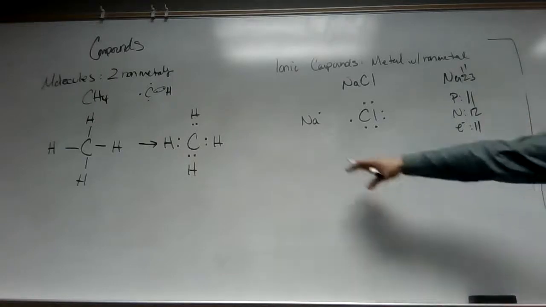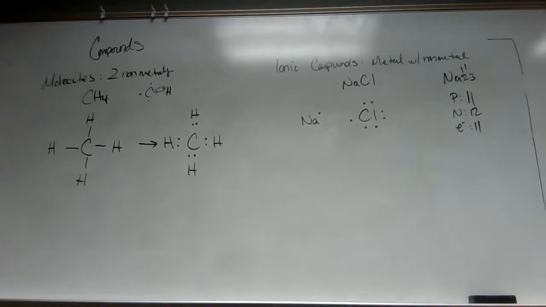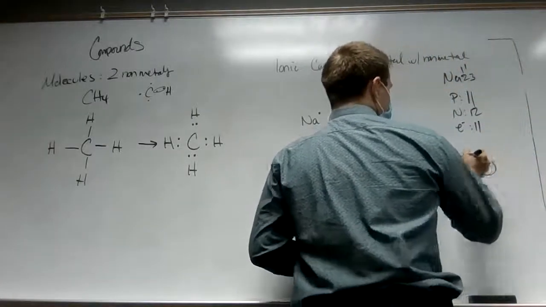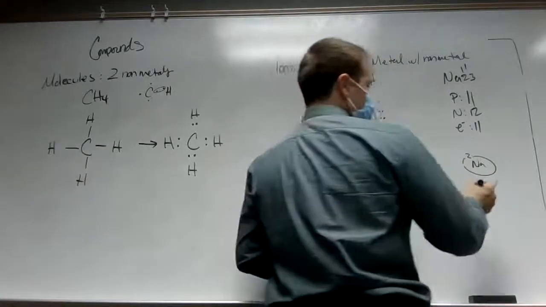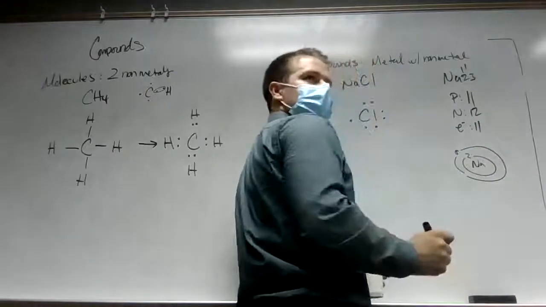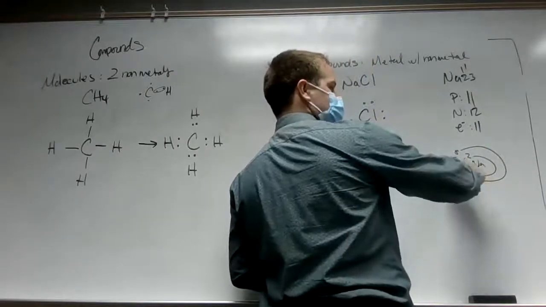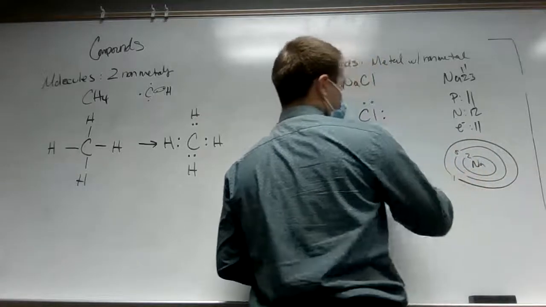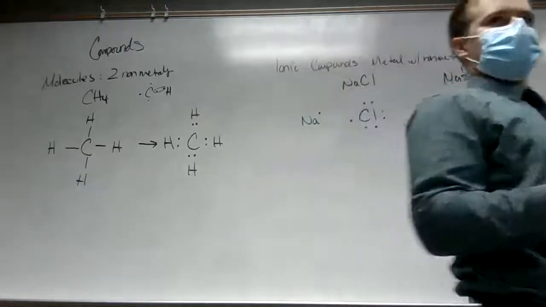So this sodium has 1 electron in its outer shell. I said that your first shell has 2. Every shell thereafter has 8. So if I have 2 electrons in my inner shell and 8 electrons in my second shell, my third shell I know has 1. And so we get to 11.